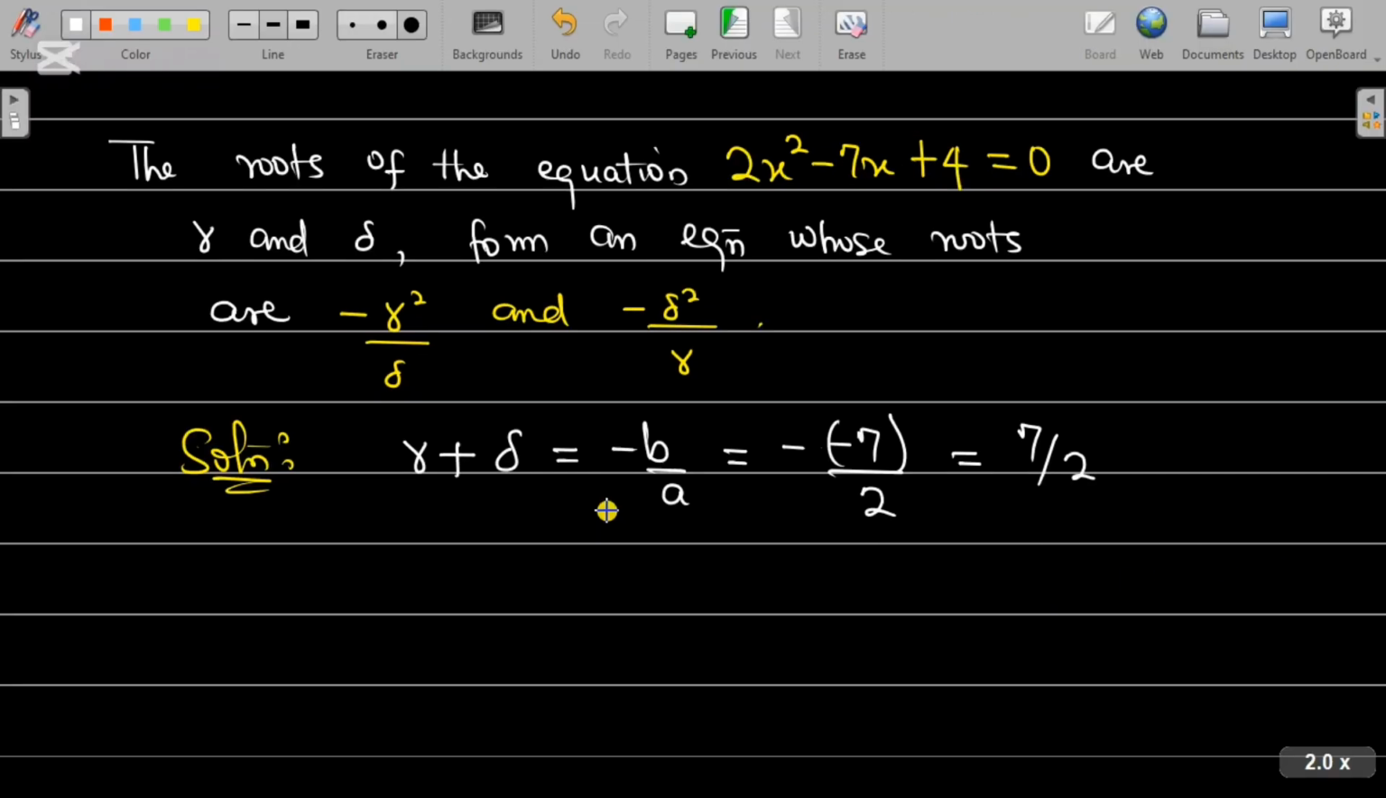And then we are also told that the product of the roots of a quadratic equation is equal to c over a. And from this question, our c is 4 and our a is 2. Therefore, our product will be equal to 2.